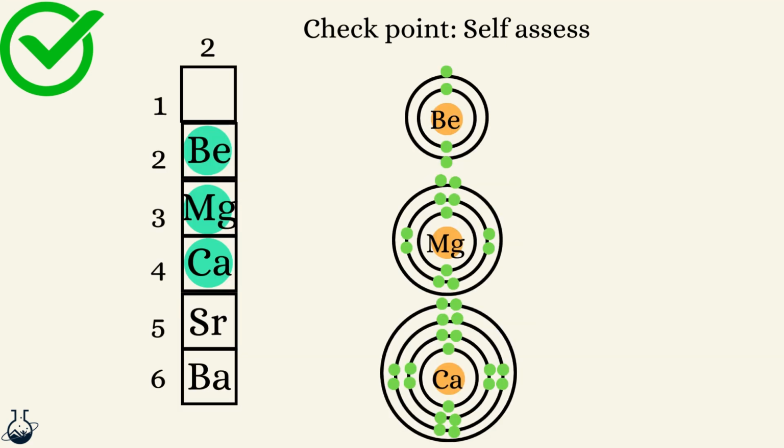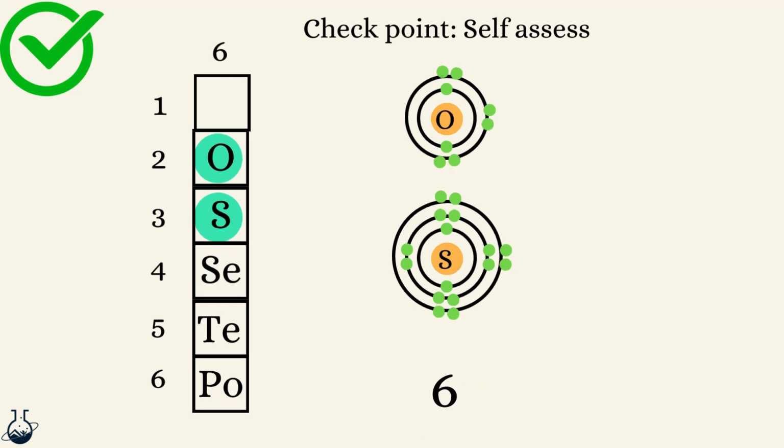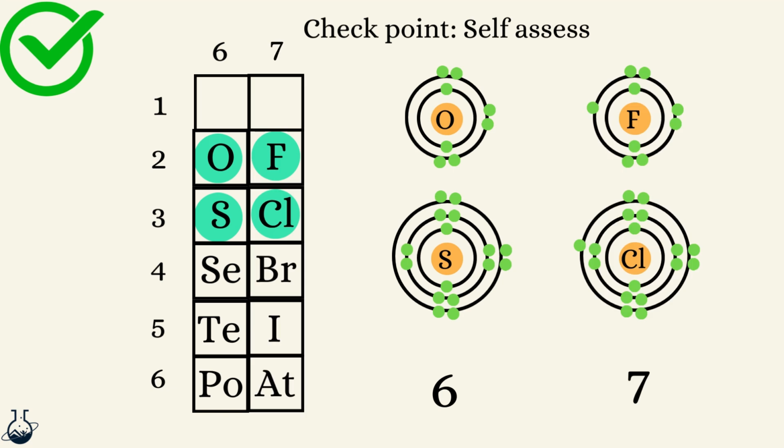We have beryllium, magnesium, and calcium as shown, all in group 2, so should all have 2 electrons in their valence shell. Pause if you need to look for longer so you can make your checks. Group 6 are now on the screen, oxygen and sulfur. They have 6 electrons in their valence shell. Versus group 7, which have 7, fluorine and chlorine.